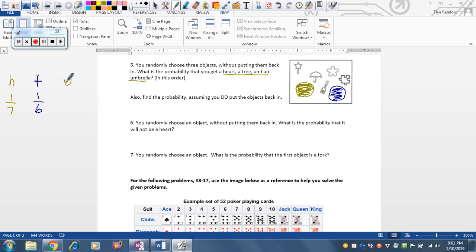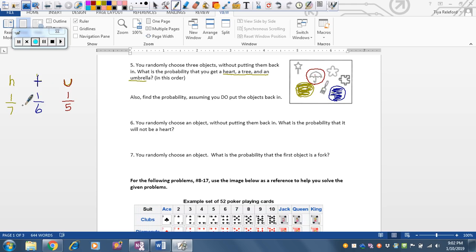Last, I want an umbrella. What's the probability of drawing an umbrella? There's 1 umbrella out of how many total? 1, 2, 3, 4, 5. These are dependent events, right? Because I'm taking them out and not putting them in.